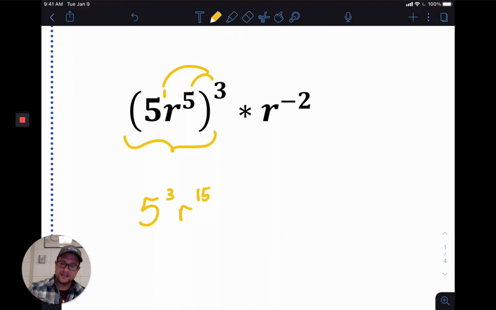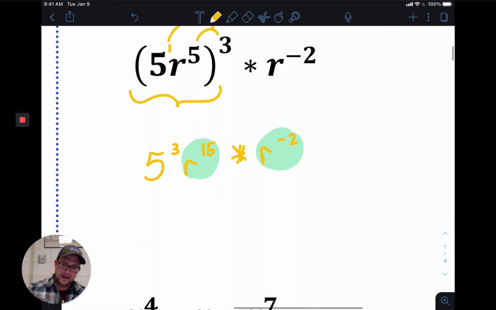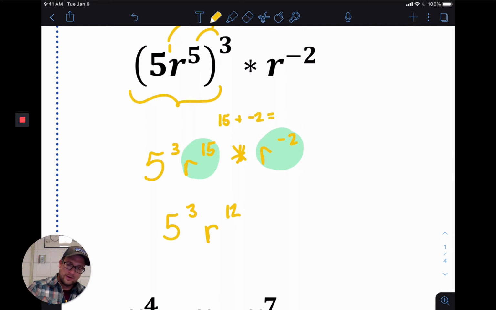Now, once this inside is as simple as it can be, then we want to bring in this r to the negative 2. Now, to combine these, we essentially have two piles of r right here. One that has 15 r's on it, the other one that has a negative 2. If I were to put those onto the same pile, then I would have 12 r's altogether, right? Because 15 plus a negative 2 would be equal to, not 12, I need 13, right? So this would be to the 13th power.